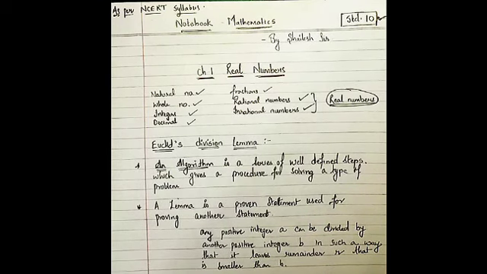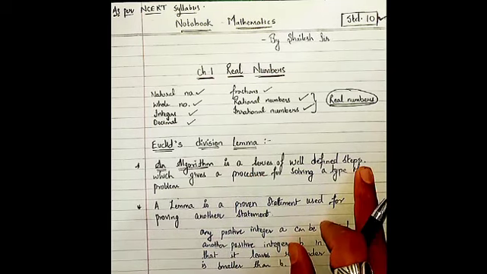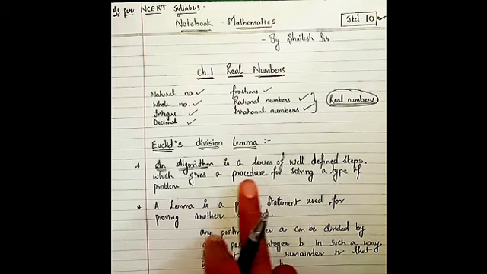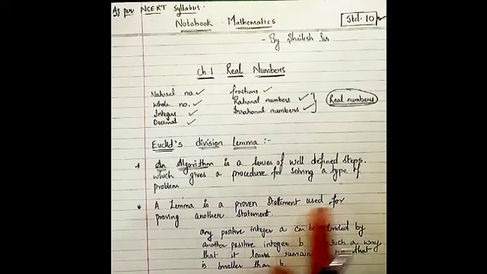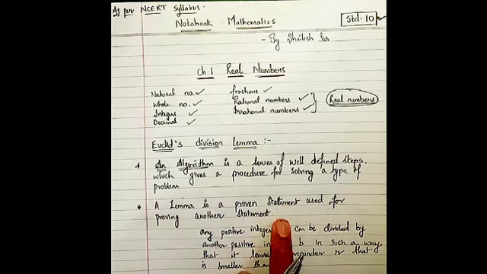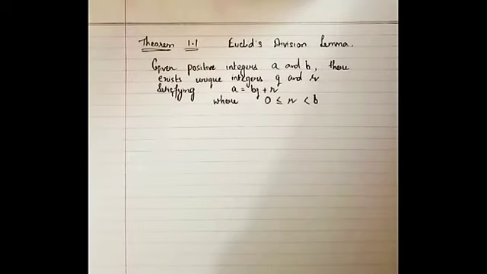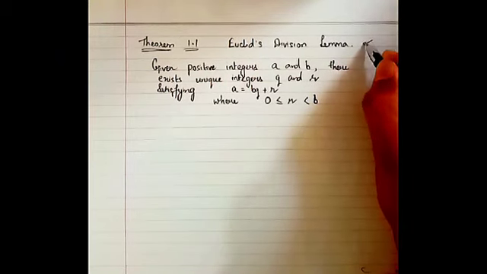This is the steps for solving a type of problem. Understood? Now what is a lemma? A lemma is a proven statement used for proving another statement. We will first prove a statement, and then that statement is used for proving another statement. So it is as simple. An algorithm is a series of well-defined steps which gives a procedure for solving a type of problem, and a lemma is a proven statement used for proving another statement. So let us begin our session by stating Euclid's division lemma.